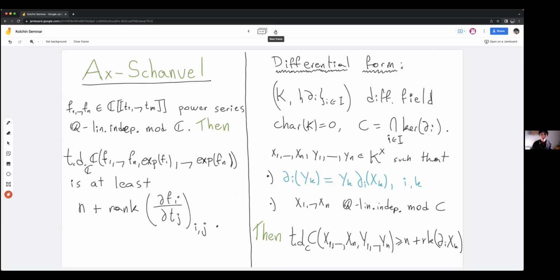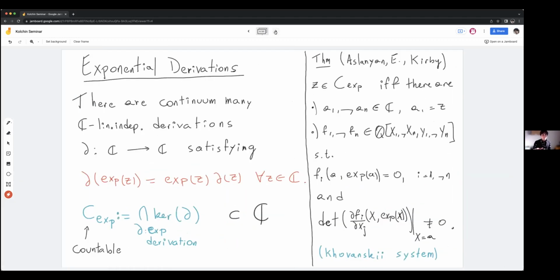But the point is that thanks to the differential version, you can actually bring it down to complex numbers. And this is because you can now build on the complex field these things called exponential derivations. So on the complex numbers, you can build continuum many linearly independent derivations, which satisfy this important property here, which I would say is saying that the derivation respects the exponential function. Okay. So there are lots of these things. You can build these things not really constructively, but you can show that there's lots of them.